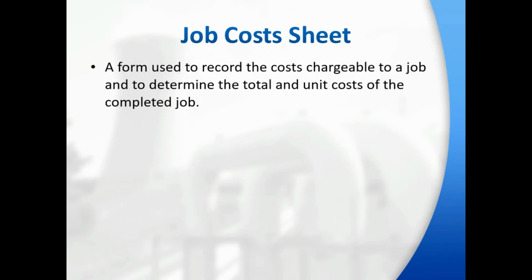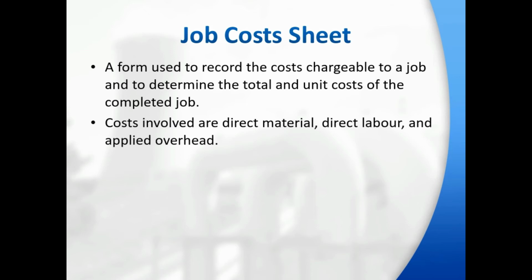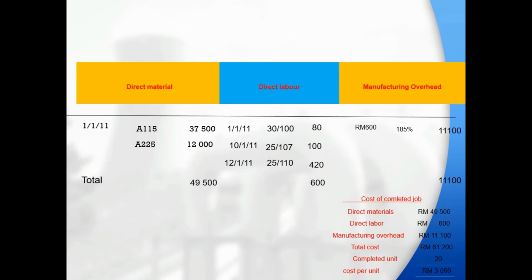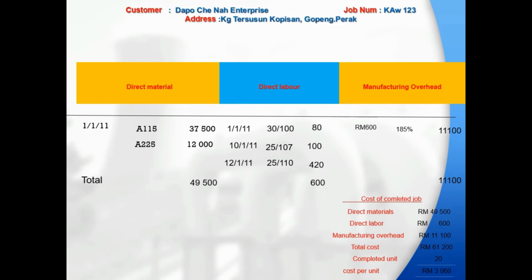Job cost sheet: a form used to record the cost chargeable to a job and to determine the total and unit cost of the completed job. Costs involved are direct material, direct labor, and applied overhead. One job cost sheet is assigned to each job or batch. This is an example of a job cost sheet.